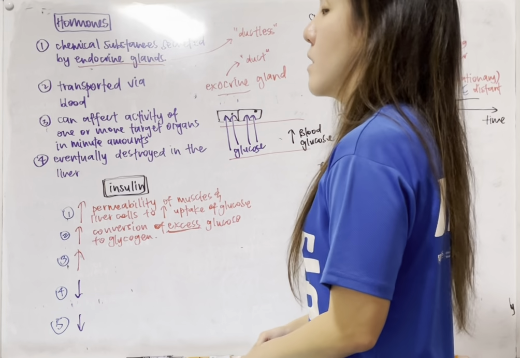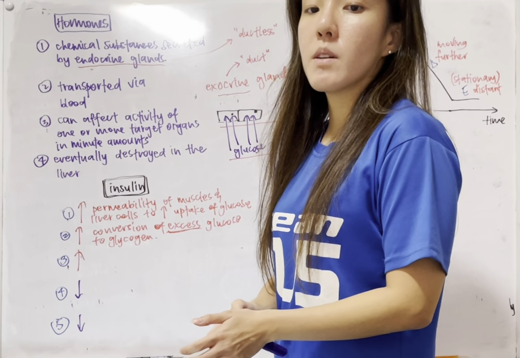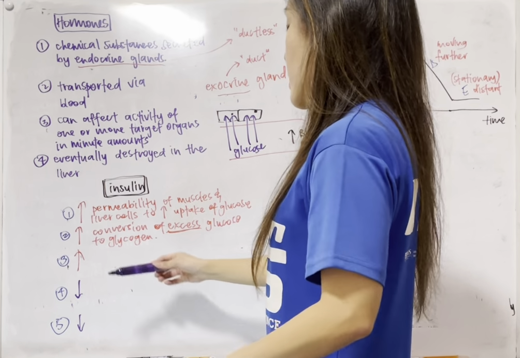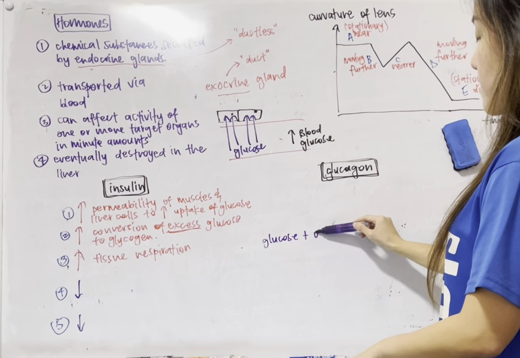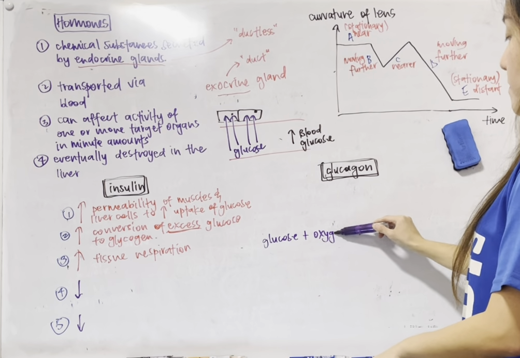Okay, now, next factor. Joel, what is the third factor that you see is also increasing? Oxidation of glucose, which I said increases tissue respiration. Okay, Joel, tell me what is the word equation for tissue respiration, aerobic respiration. Glucose plus oxygen becomes water plus carbon dioxide. Okay, do you see if I have more tissue respiration, there's less glucose? Agree? But how come I only focus on tissue respiration?